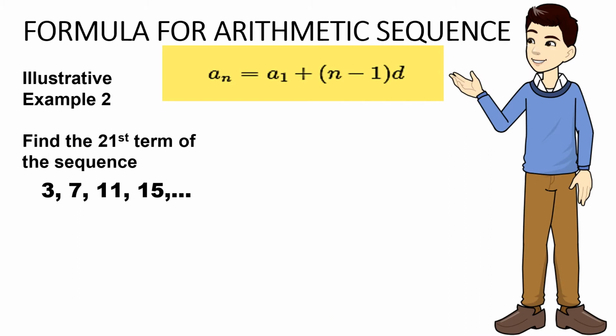Next, our illustrative example number 2. Find the 21st term of the sequence 3, 7, 11, 15. So again, let us determine our AN, the 21st term. So ang ating N ay 21. So ating letter N is 21.